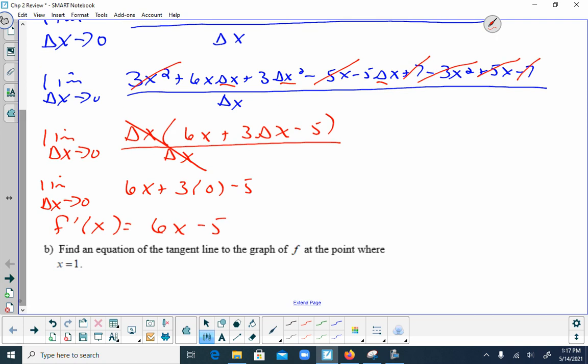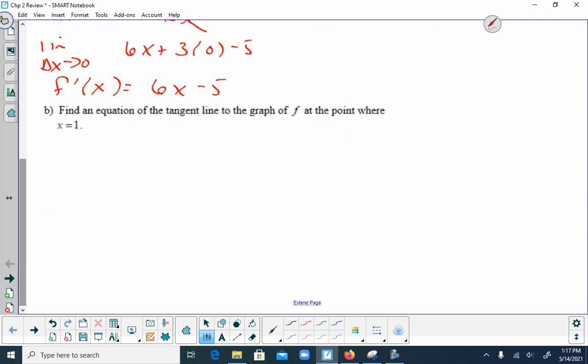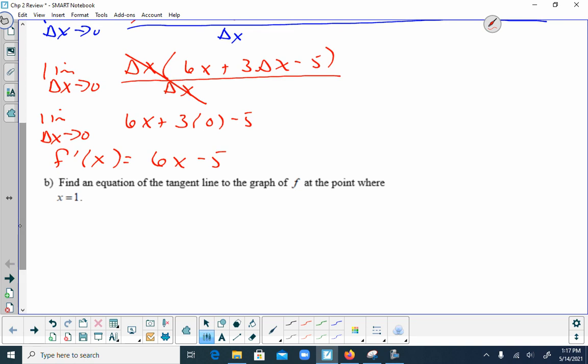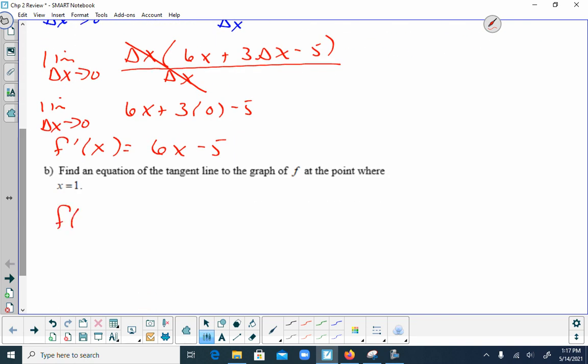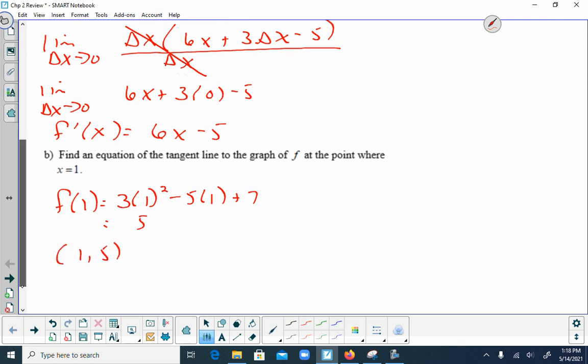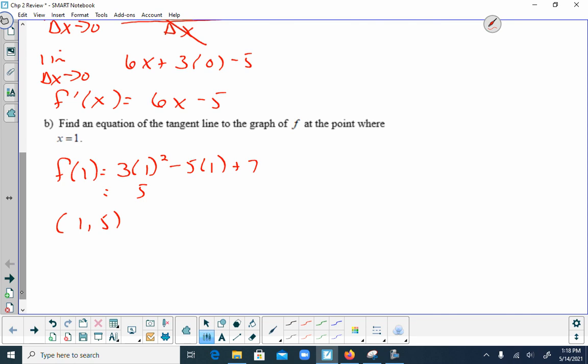Part B says find the equation of a tangent line to the graph of f at the point where x is equal to 1. So the first thing I'm going to do is find f of 1. So I'm going to go back to that original equation, and I'm going to substitute in 1. So 3x squared minus 5x plus 7, and when I do all this, I get 5. So my point is (1, 5).